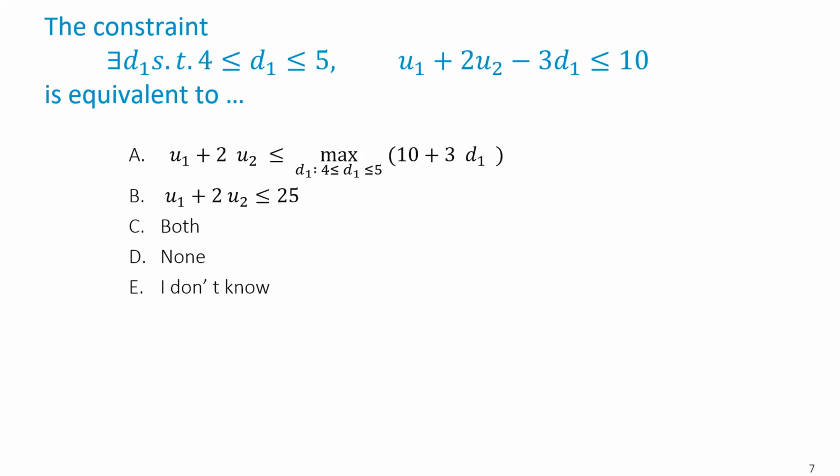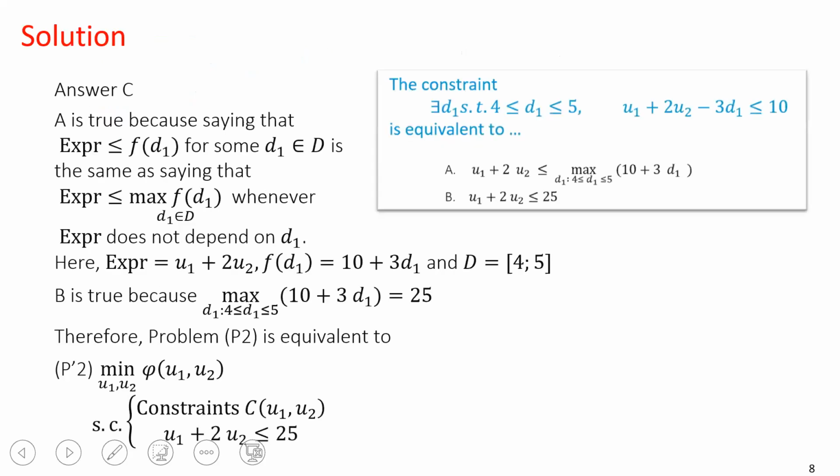I close the poll in a second. The majority says C, which is the correct answer here too. The difference is that we require that there is some D. So the same trick, we can separate the U and the D and say U1 plus 2U2 is less than 10 plus 3D1 for at least one D1.